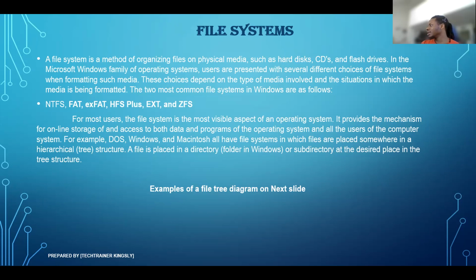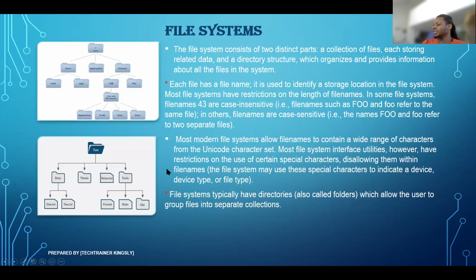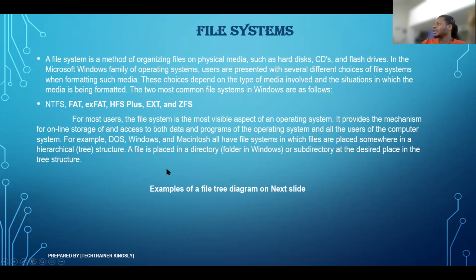Then they say we have to go further, for operating systems and all the users of computer systems. For example, DOS, Windows, and Macintosh all have file systems. As I mentioned earlier, Macintosh is for Apple machines, because they use Macintosh operating systems, while Windows is for Windows machines.